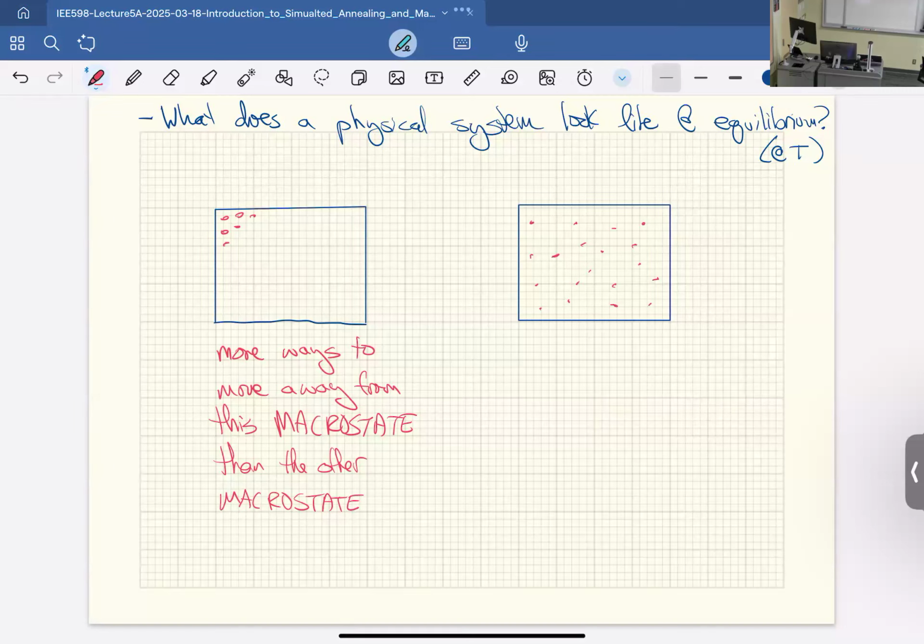What I'm trying to get at here is that just by random chance, if you imagine random movement, the random movement does not change this macrostate. And so that's what we're saying: random movement is very likely to change this macrostate. By macrostate, I mean the overall description of where all of the particles are.